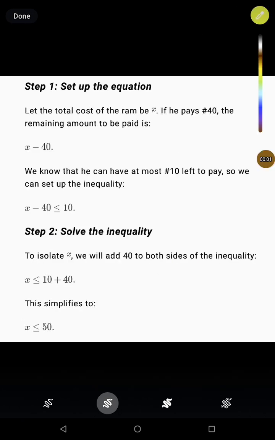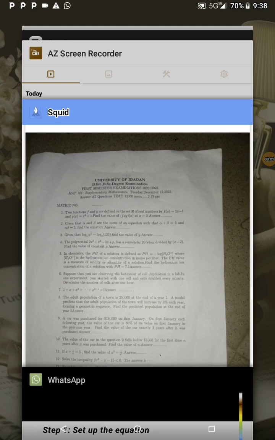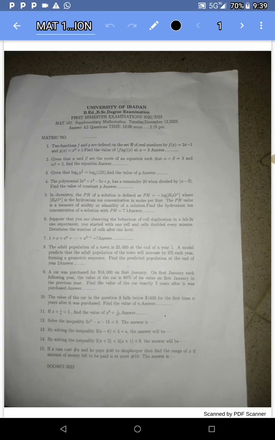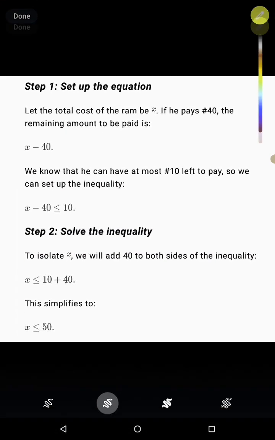To the next question, let me bring it here so that you see it. They said if a RAM costs x naira, this one here, number 15. If a RAM costs x naira and he pays 40 naira to the shopkeeper, then find the range of x if the amount of money left to be paid is at most, less than or equal to 10 naira. The total amount of the RAM is x naira. He paid 40 naira.